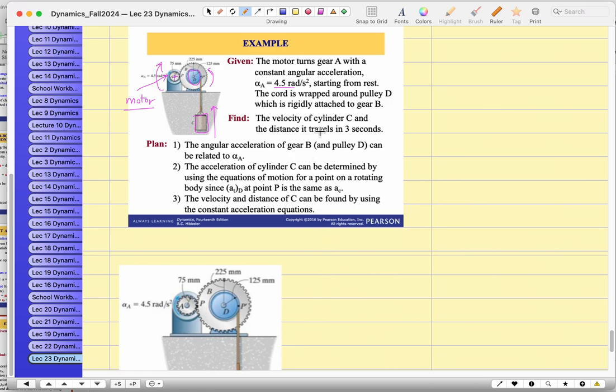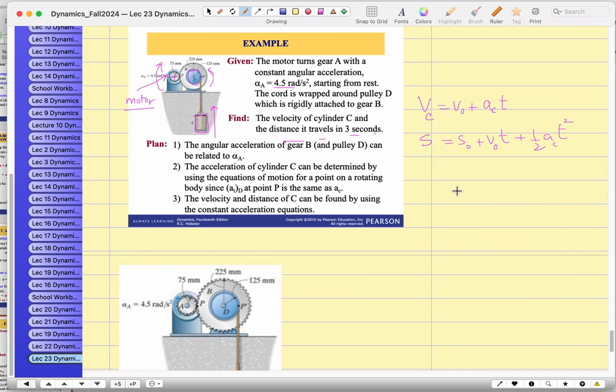Find the velocity of the cylinder C. So you have to find the velocity. The final velocity equals the initial velocity plus the acceleration of the block times time, using this formula, and the distance it has traveled in 3 seconds. So you have to find the distance using this formula. A sub C is related to the linear acceleration of the block C.